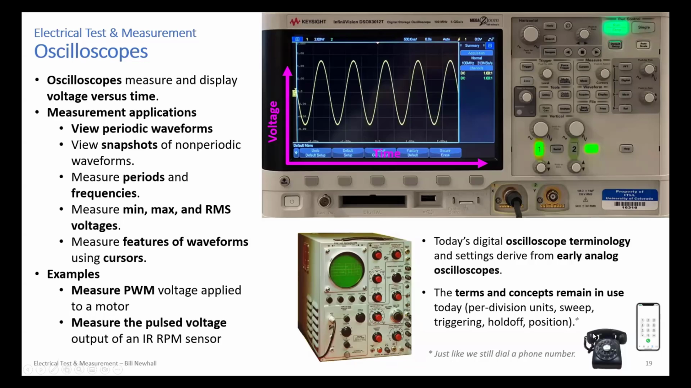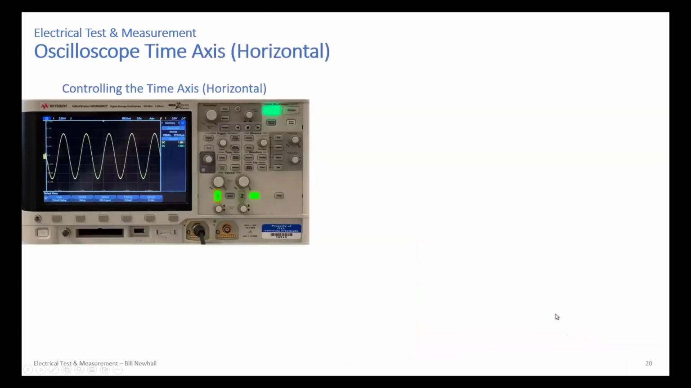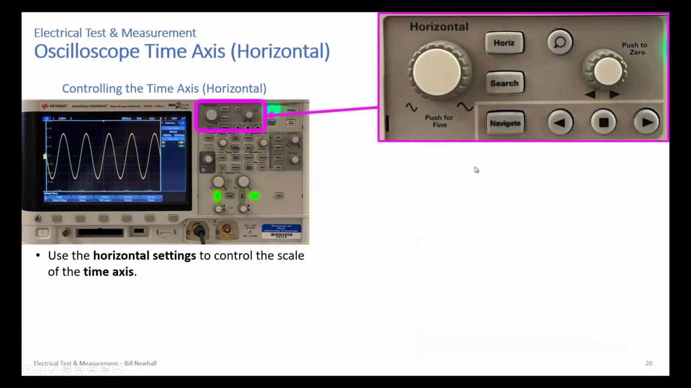Let's talk about setting up the axes of an oscilloscope. Let's talk about the horizontal axis, which is the time axis. So you use the horizontal settings of an oscilloscope to control the scale of the time axis. So here is a zoom in of the horizontal settings of this oscilloscope. And this is one particular model of an oscilloscope, but most oscilloscopes use the same or similar terminology with the same or similar buttons grouped like this.